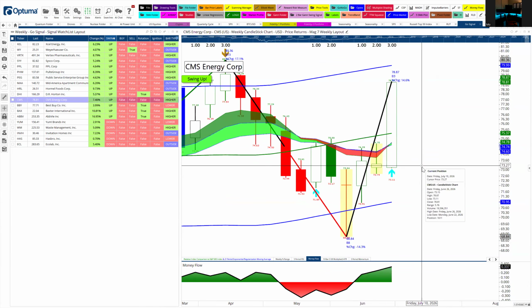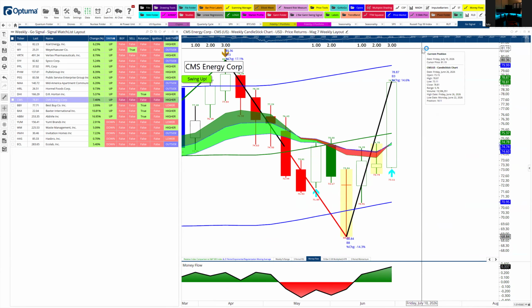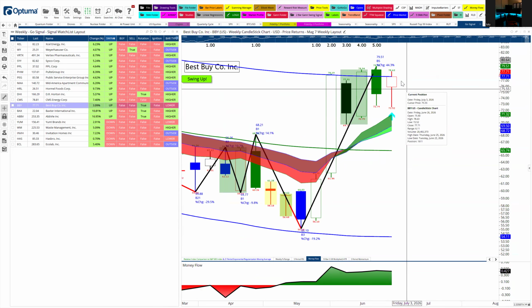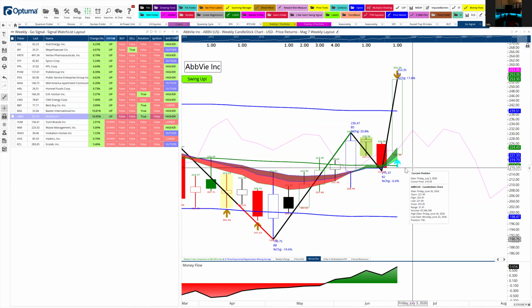Now how far do they go? Well, we don't know that. You see, like now it's trying to flip green. This is like an early entry signal right there. Best Buy got one. Abby, huge pop. Ecolab.